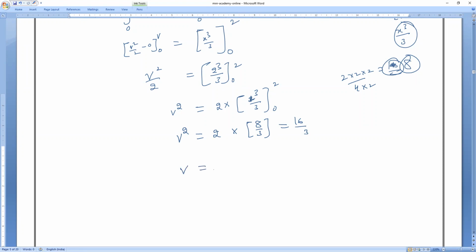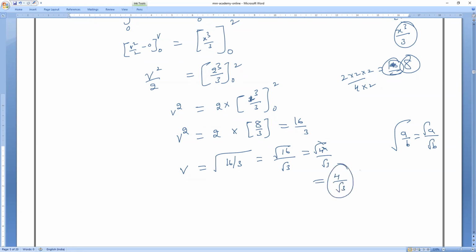Now the square will come to this side. What will it become? Root. Root 16 by 3, which is equal to, can I write this as root 16 divided by root 3? Is it right or wrong? Root a by b is equal to root a by root b. So root 16 we can write as root of 4 square, which is 4. So what is the answer? 4 by root 3.